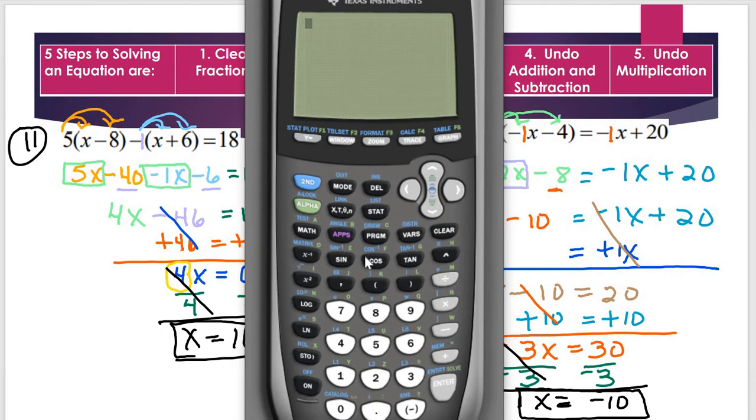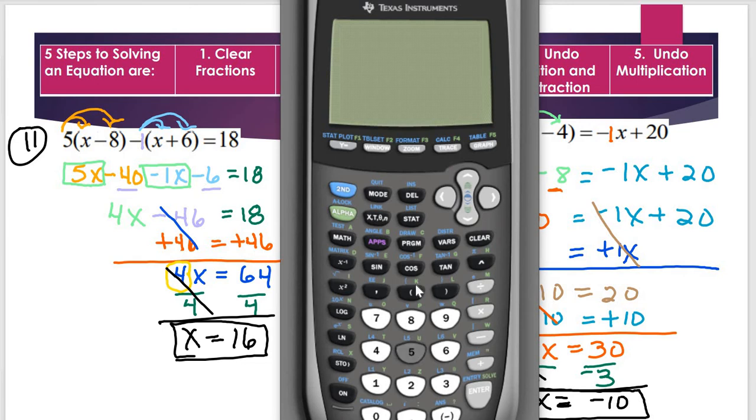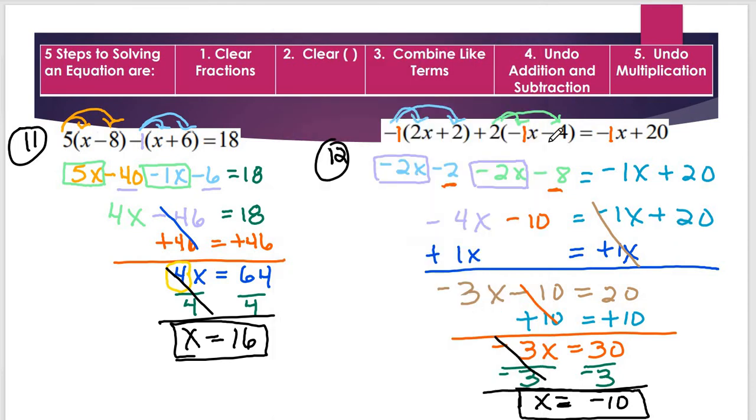So when I look at this right here, my answer is 16. I'm going to put in parentheses, 5 parentheses, and then 16 minus 8, minus parentheses 16 plus 6 parentheses, and that gives you 18, and that does work out.